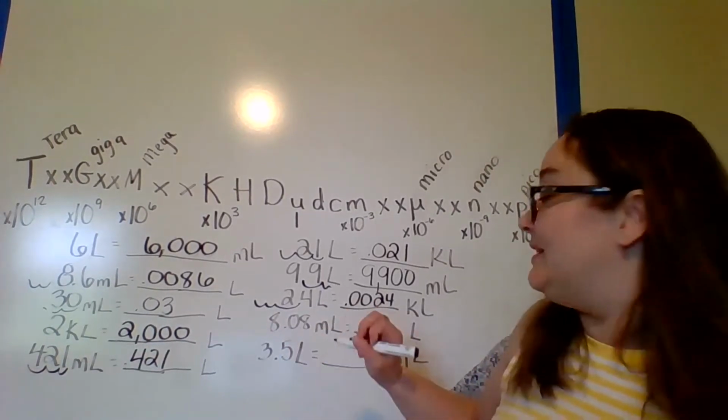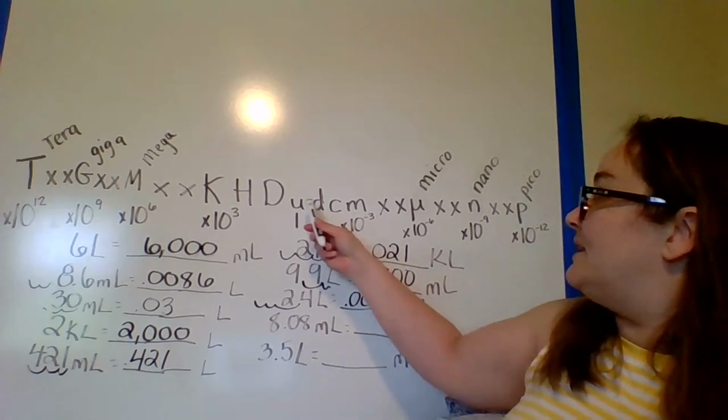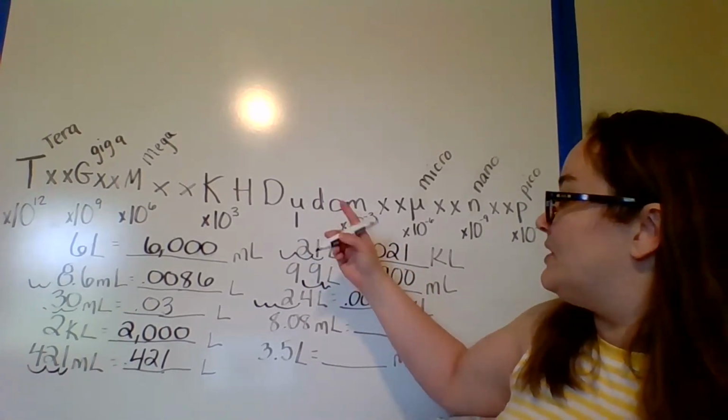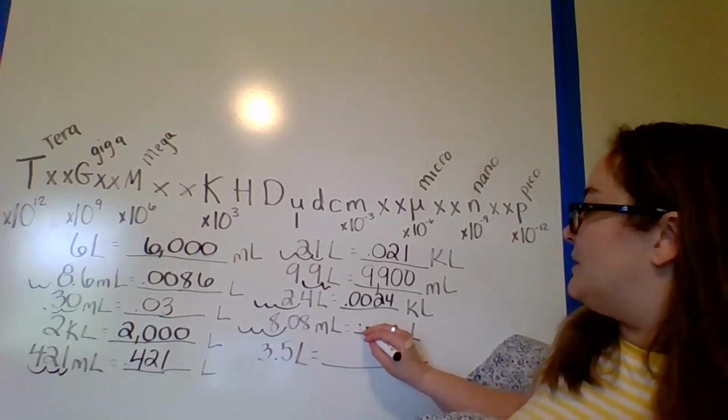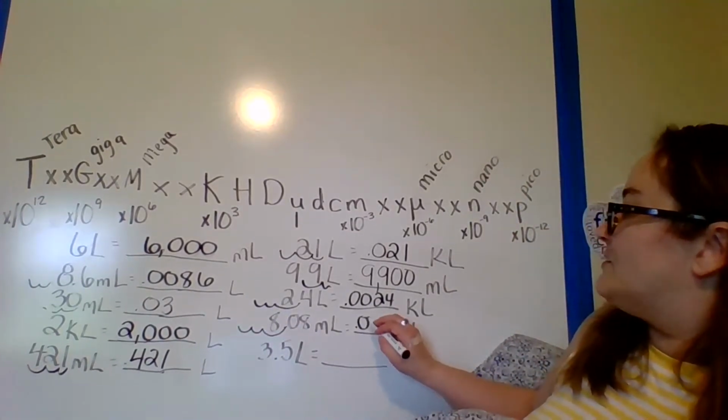8.08 milliliters is how many liters? So we're going to start on milli, end on liter. 1, 2, 3 to the left. 1 to the left gets us there. 2 and 3 means we need to put 2 zeros in front.